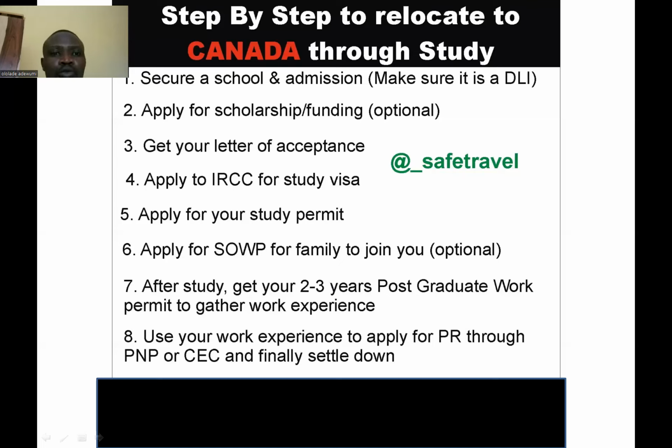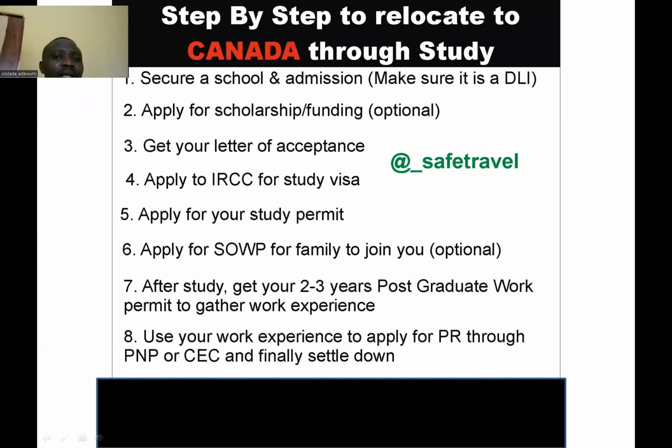So now step number 2, apply for scholarship and funding. By the way, this is supposed to be inside step number 1 because there are schools that offer a scholarship as part of their admission process, and I think scholarship and funding are part of the admission process. So that's step number 2.